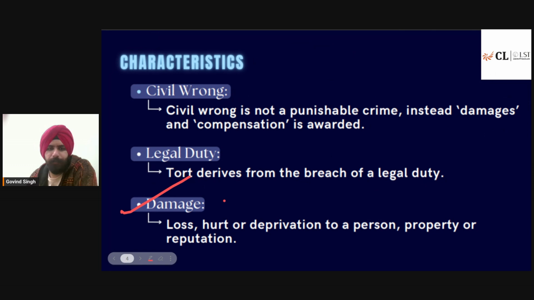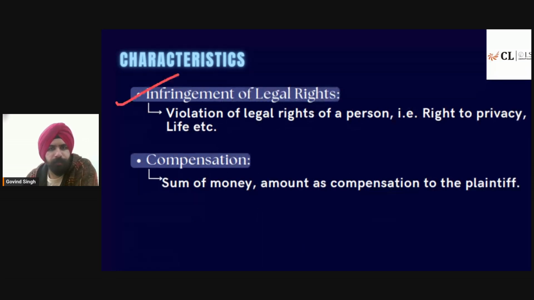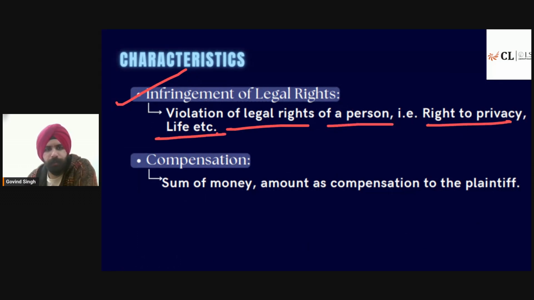Then there has to be damage which is involved. It could be a loss, hurt, or deprivation to person, property, or reputation. We'll talk about this in detail as well. What do we mean by deprivation or hurt to person, property, or reputation? Okay. Then we have infringement of legal rights. So there has to be a violation of legal rights of a person. It could be a right to privacy, it could be right to life, it could be right to freedom of speech, it could be anything. If there is an infringement of a legal right, a tort can arise.